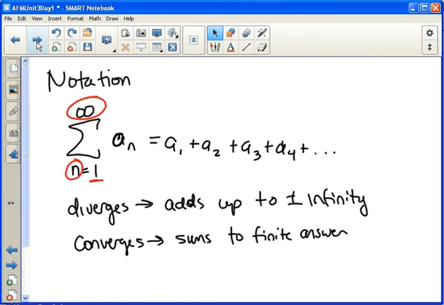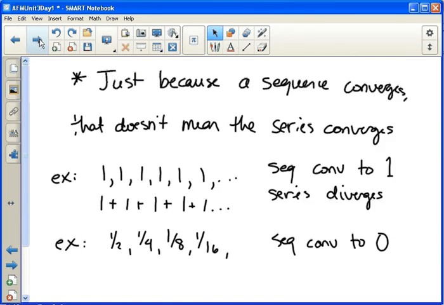Okay, one very important point. Just because a sequence converges, that doesn't mean the series converges. So if you look at this first series, 1, 1, 1, 1, 1, 1, that sequence converges to 1. Those numbers are approaching the same thing. They're all going toward 1 because they are 1. But the series 1 plus 1 plus 1 plus 1 is just going to grow continually onto infinity. So while the sequence converges to 1, the series diverges.